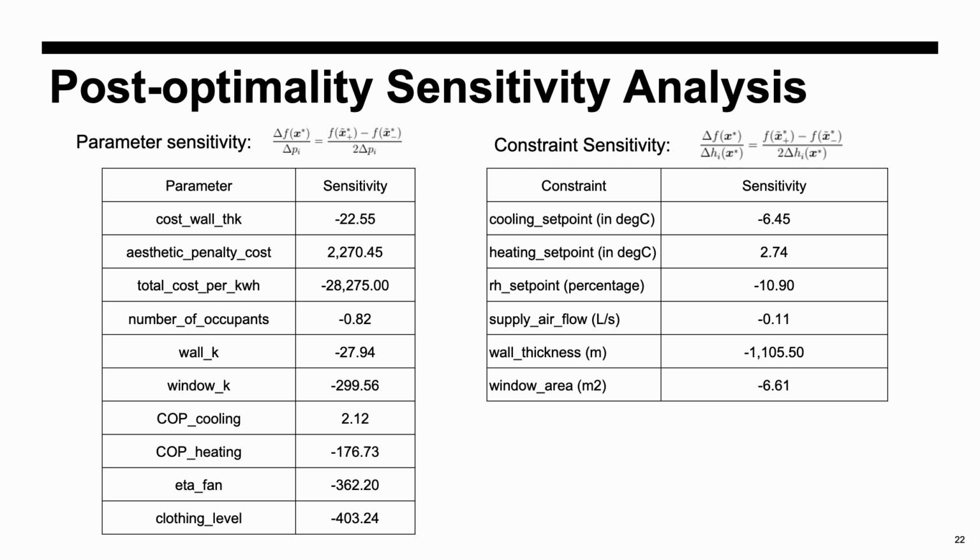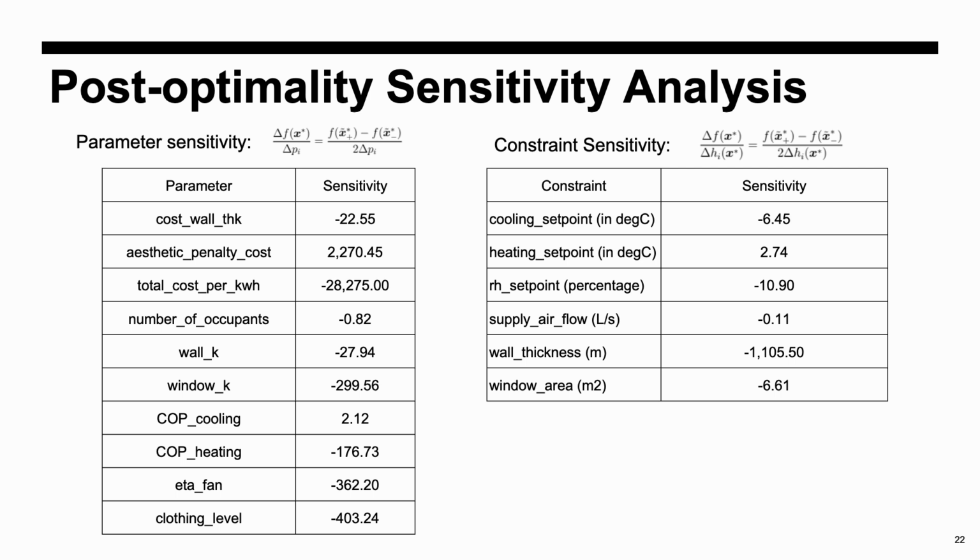For post-optimality sensitivity analysis, we conduct two parametric studies, one for parameter sensitivity and one for constraint sensitivity. We perturb the parameters by 10% and record the change in the objective functions and report sensitivity accordingly.